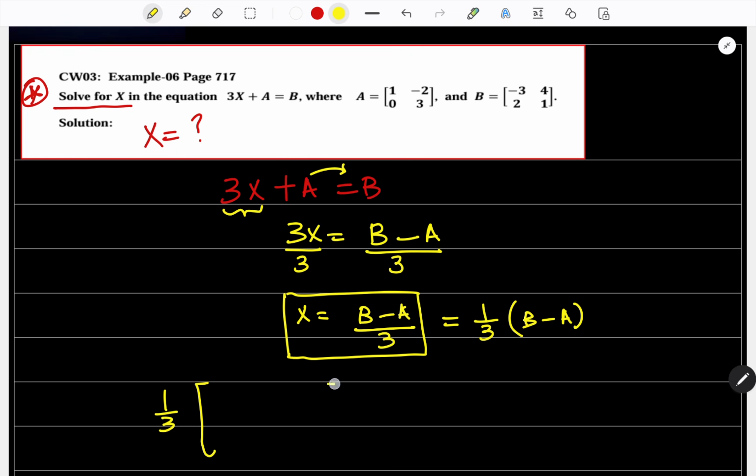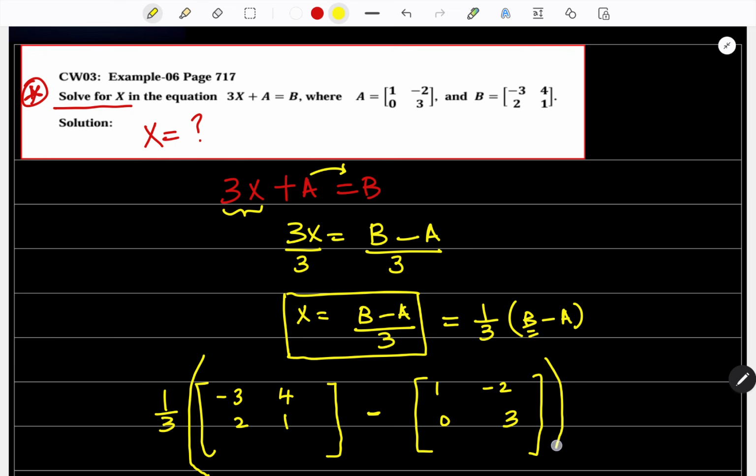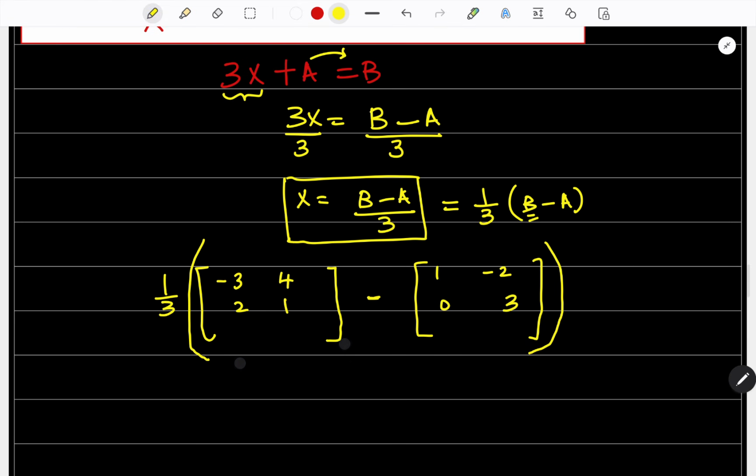Then I'm going to write the matrix B first. First B I'm going to write minus 3 and then 4, right? And then 2, 1. Then I put a minus. Then I'm going to write A. What is my A? 1, minus 2, 0, 3. And the bracket is common. Keep in your mind, this is a matrix, not a bracket. So 1 by 3. Matrix open.